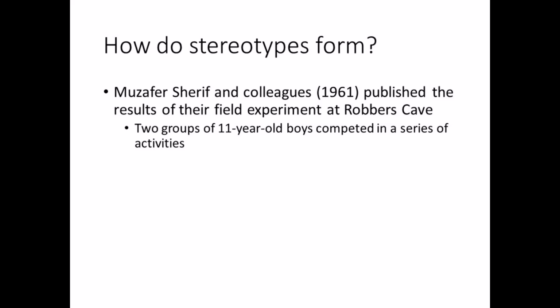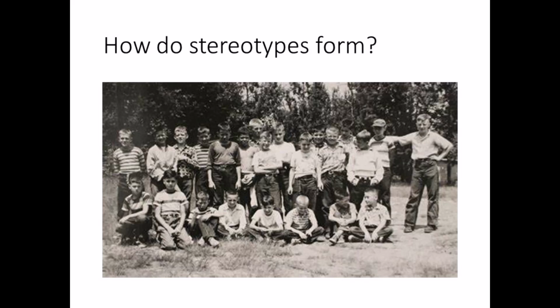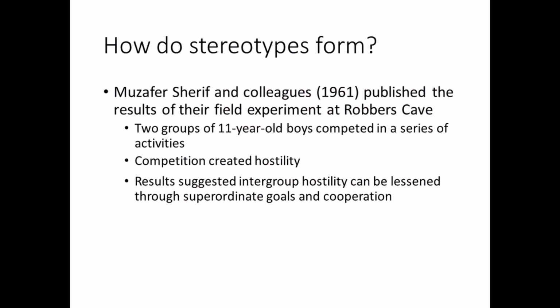They recruited 11-year-old boys to participate in a series of outdoor group activities. At first, the researchers split the boys into two groups, and each chose its own name, the Rattlers and the Eagles. Take a moment to pause the lecture and watch the video about Sherif's experiment. As we can see in the video, as soon as the boys were split into two competing groups, they developed negative feelings or prejudice toward the members of the other group.